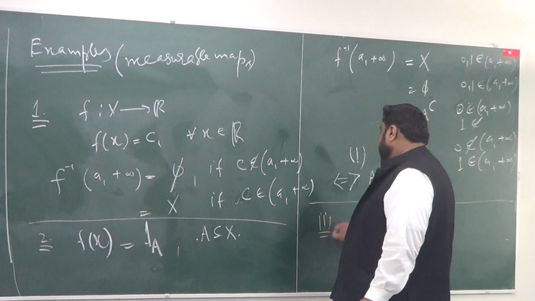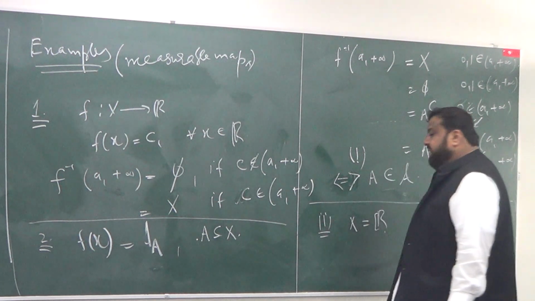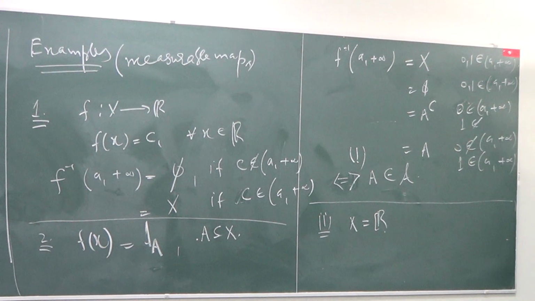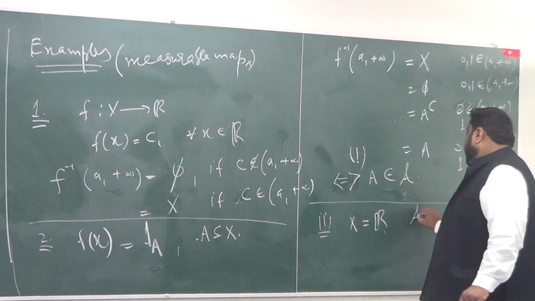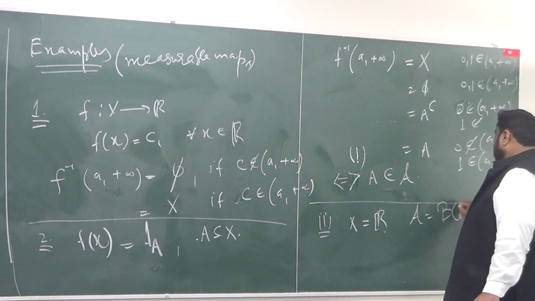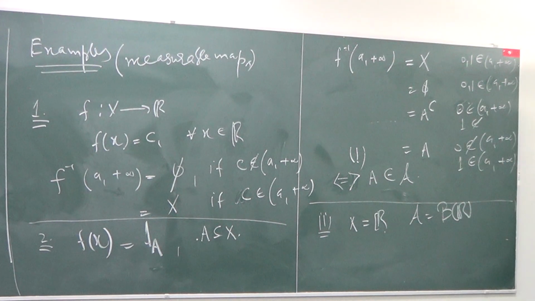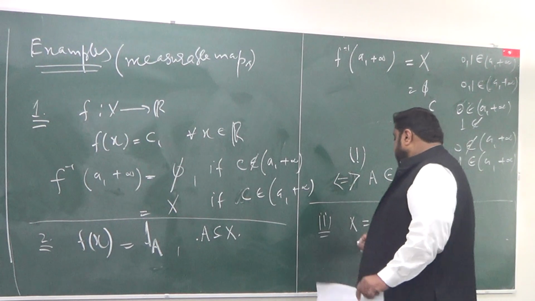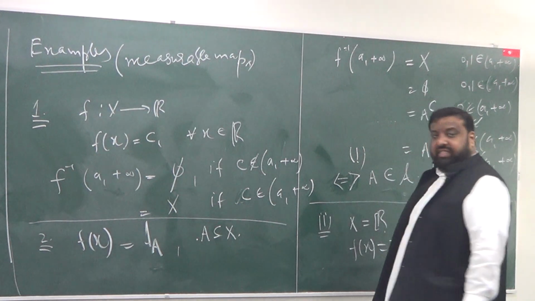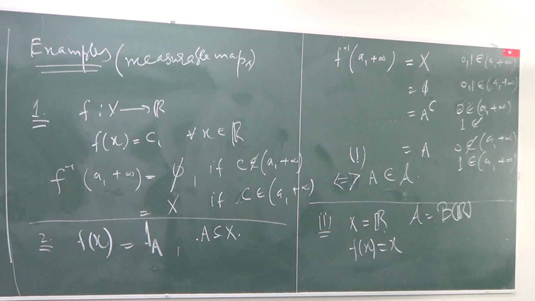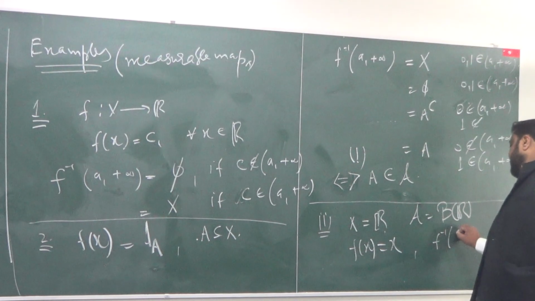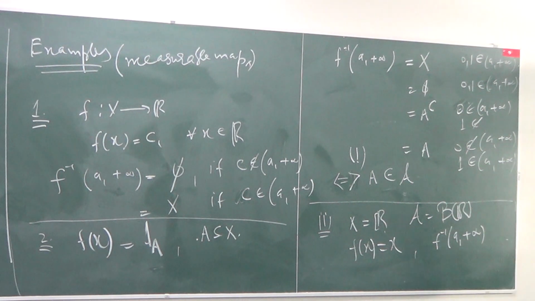The next is that imagine X is R, so I'm becoming specific now. Previous things were specific too, and A is the Borel sigma algebra of R. And you take a map f of x equal to x, for example, an identity map. Is it measurable? What would be the f inverse of a to plus infinity? It would be a to plus infinity itself.